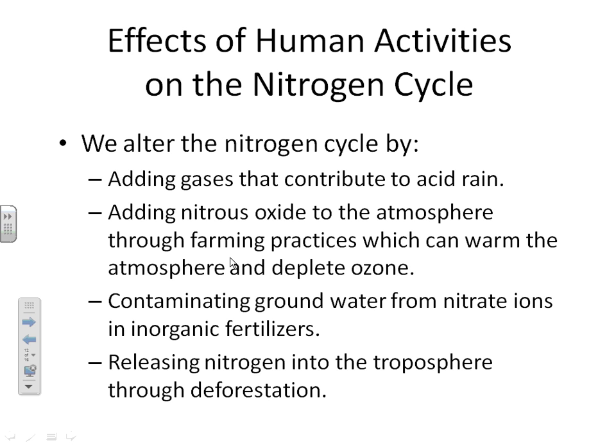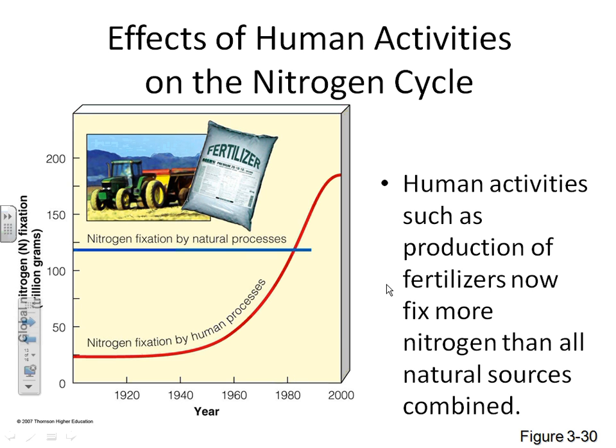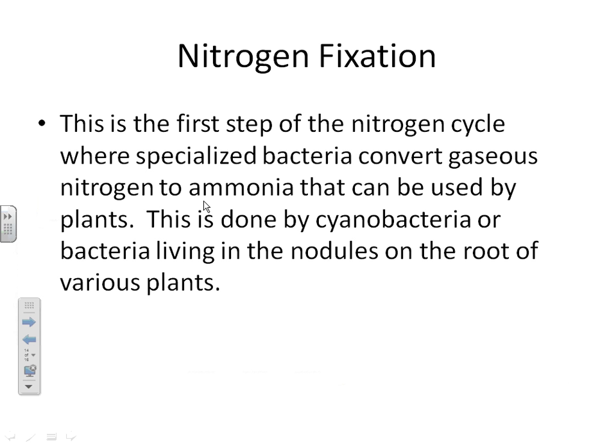Humans can affect the nitrogen cycle by contributing to acid rain, doing combustion in cars or in factories, by taking fertilizer and contaminating soil or groundwater, and also through deforestation. So fertilizer is a big deal here because that's what makes the plants grow, but it's also what makes the algae grow when that fertilizer gets into the river.